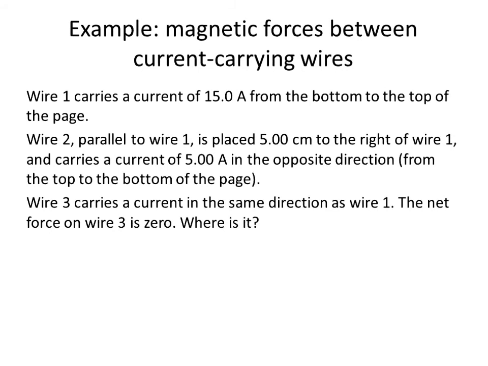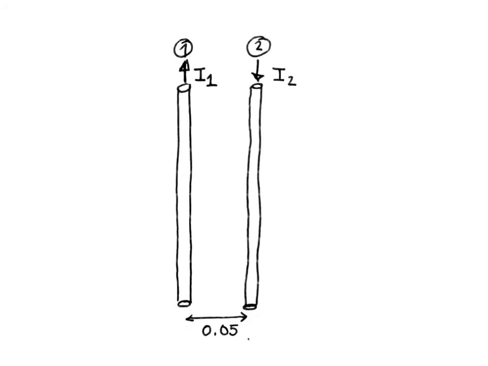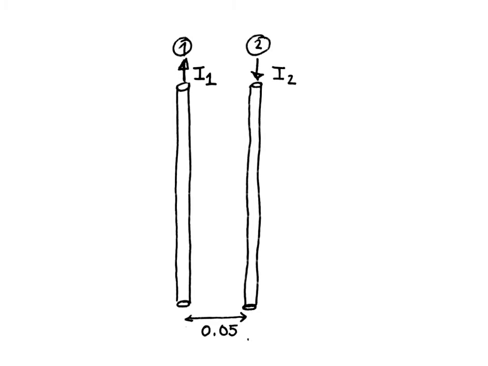So the first thing we're going to do is draw wire 1 and wire 2 5 centimeters apart, with wire 1 carrying current towards the top of the page and wire 2 carrying a current towards the bottom of the page. We need to figure out where wire 3 would be. And for that, we need to figure out whether wire 3 would be on the right side of the picture, in the middle between the two wires, or on the left side of the picture. Wire 3, we know, carries current in the same direction as wire 1.